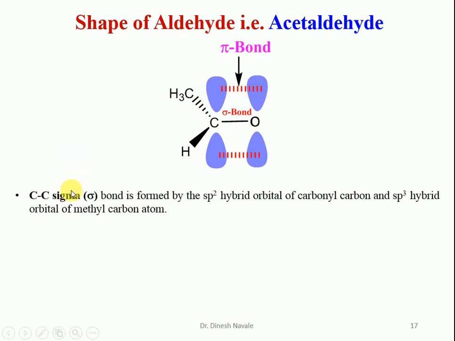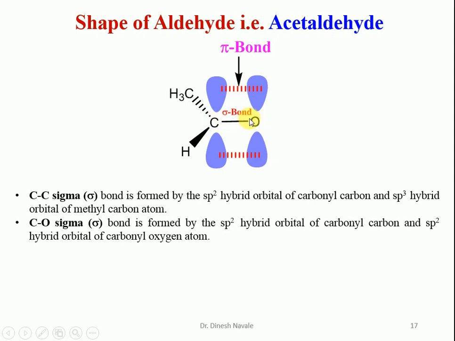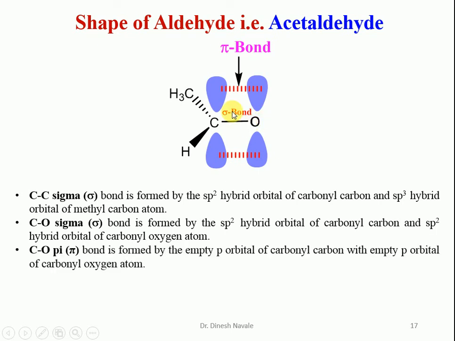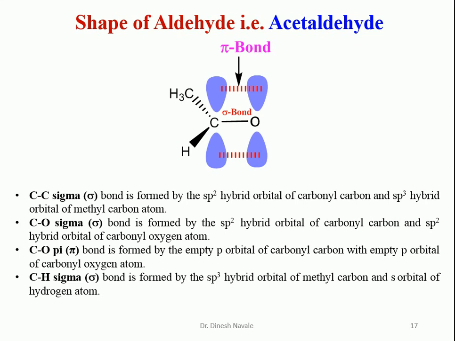There is a carbon-carbon sigma bond. This carbon-carbon sigma bond will be formed by the sp3 hybridized orbital of the methyl carbon and the sp2 hybridized orbital of the carbonyl carbon, whereas the carbon-oxygen sigma bond in the acetaldehyde molecule will be formed by the sp2 hybridized orbital of the carbonyl carbon and the sp2 hybridized orbital of the carbonyl oxygen, whereas the carbon-oxygen pi bond will be formed by the unhybridized p orbital of the carbonyl carbon with the unhybridized p orbital of the carbonyl oxygen, whereas a CH sigma bond is formed by the sp2 hybridized orbital of the carbonyl carbon and the s orbital of the hydrogen atom.